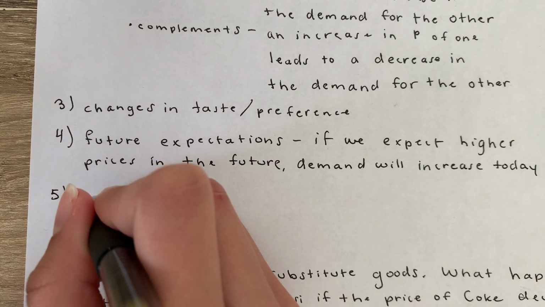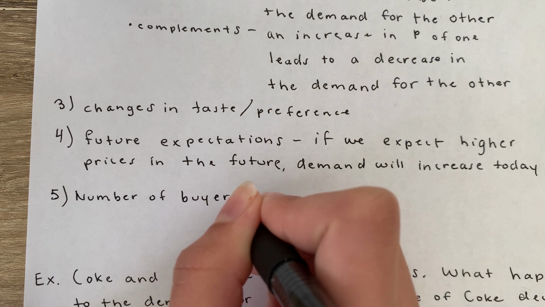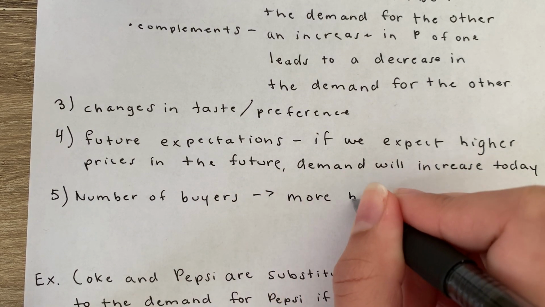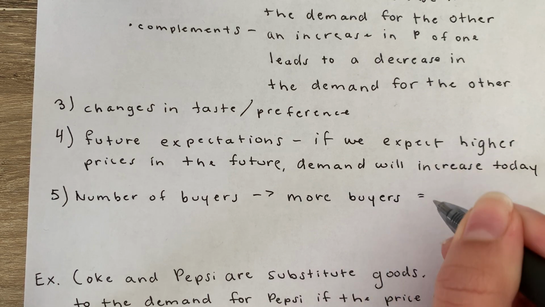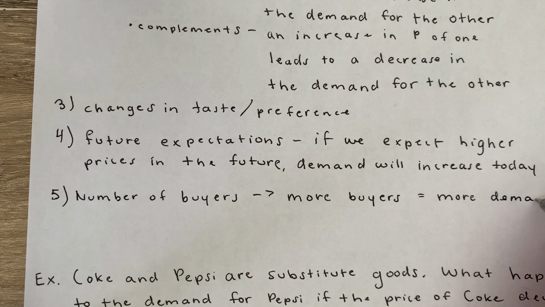Number 5, this is the number of buyers in the market, right? So basically, what this is saying is more buyers equals more demand. It's as simple as that. Right, so make sure you're comfortable with 1 and 2. Those are going to be the big ones. Okay, let's do an example.